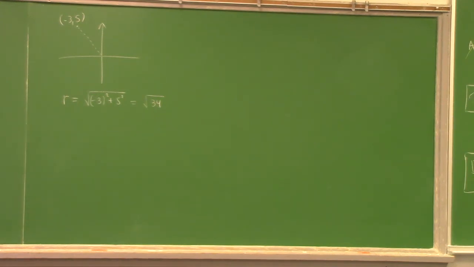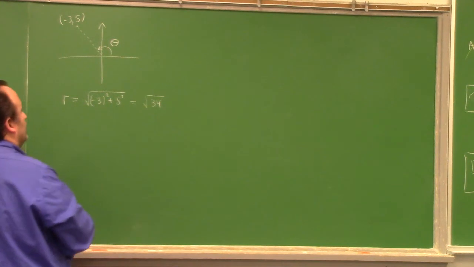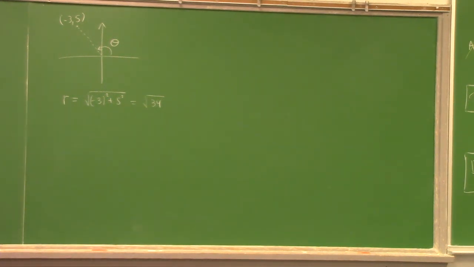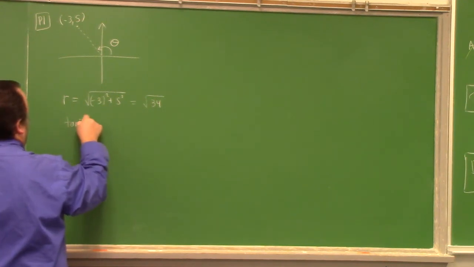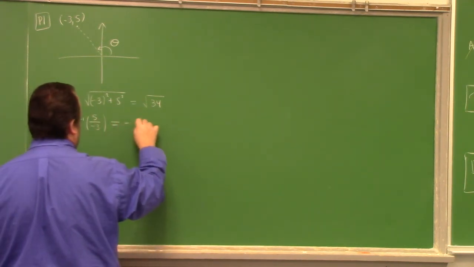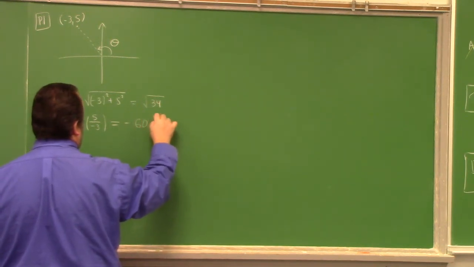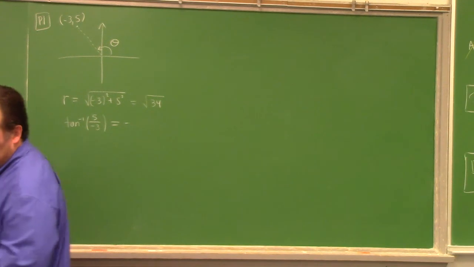How do you find the angle here? You need your polar coordinates, r and theta. What's theta? That's where we take the inverse of tangent. If you take the inverse tangent of 5 over -3, what do you get? Negative 60, basically? 60.59? Oh, no, not 60.59. I think you're using radians.